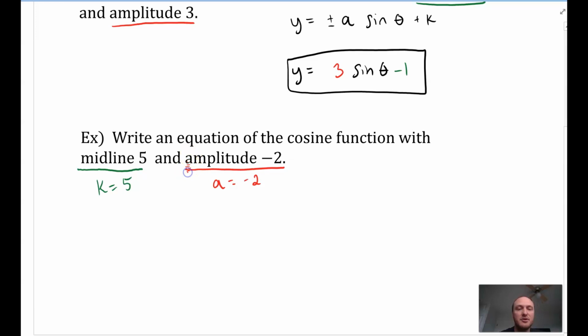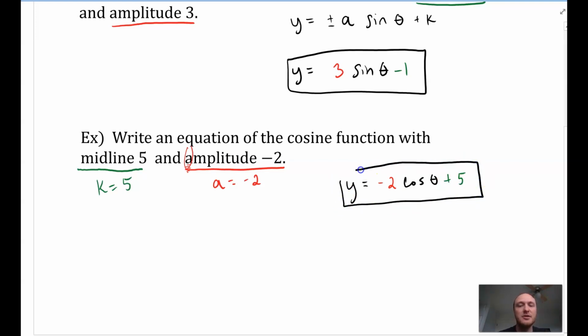Amplitude, our a value starts with a. Okay, so that's how I always remember it. That's how I know it goes out front. Y is equal to amplitude of -2, times cosine theta, plus our k value, or our midline, which is 5. And there you have it. So that's writing equations with amplitude and midline.